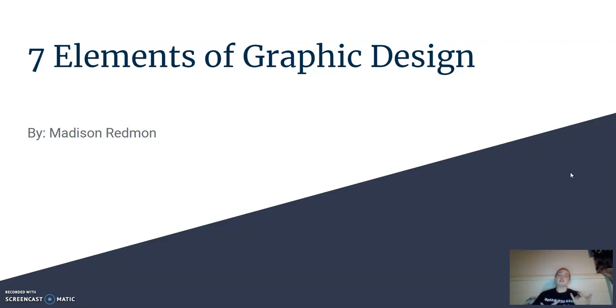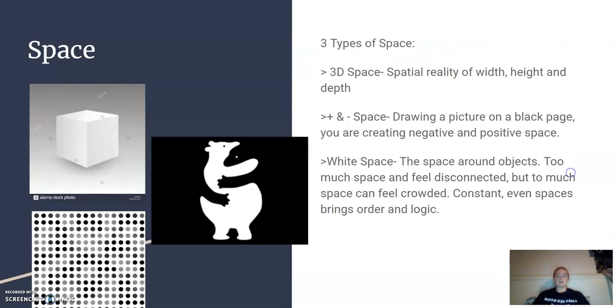It gives the definitions, examples, and what technically each element is. So let's get started with our first element, which is space. Now, there's 3 different types of spaces. There's 3D, positive and negative, and white space.